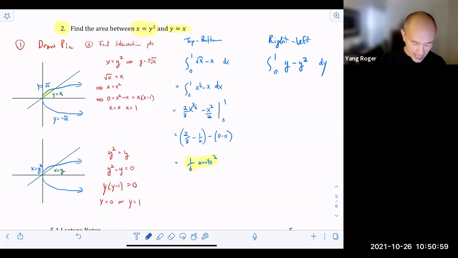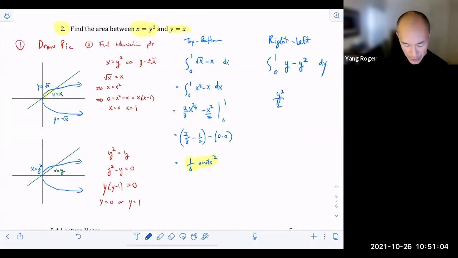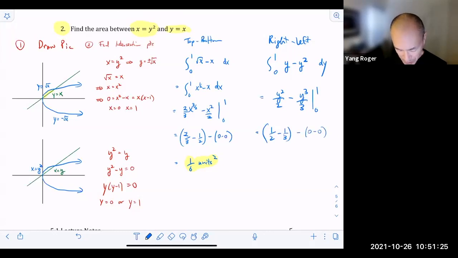All right, so now we just find the antiderivative. The antiderivative of y is y squared over 2. The antiderivative of y squared is y cubed over 3. And I want to plug in a 0 and a 1. So when I evaluate this integral, it's going to be 1/2 minus 1/3. That's what you get when you plug in the 1. Minus 0 minus 0. That's what you get when you plug in the 0. And you end up with 1/2, which is 3/6, minus 2/6 is 1/6. So you get 1/6 units squared. So that's how you do it as a left-right.